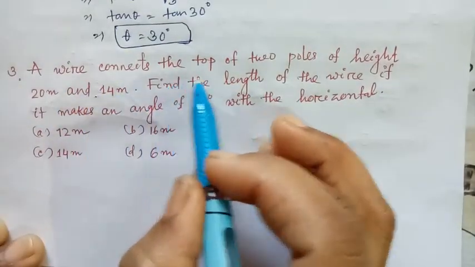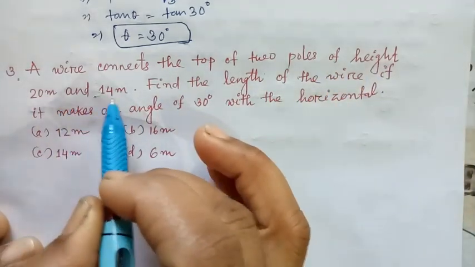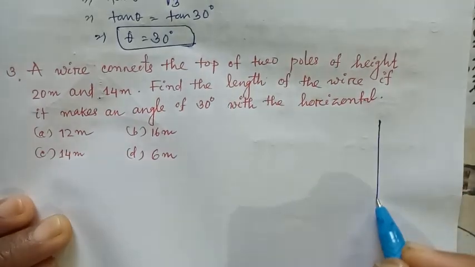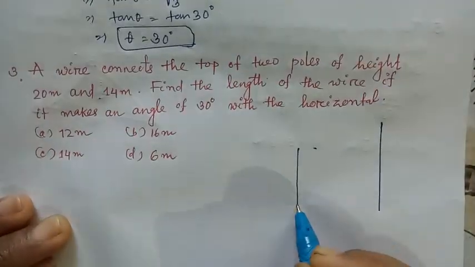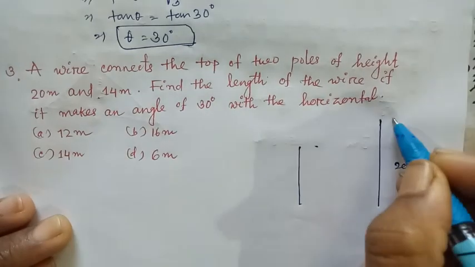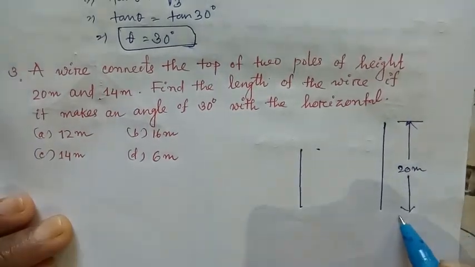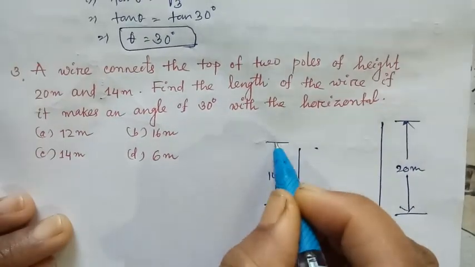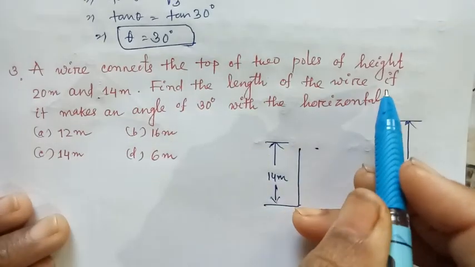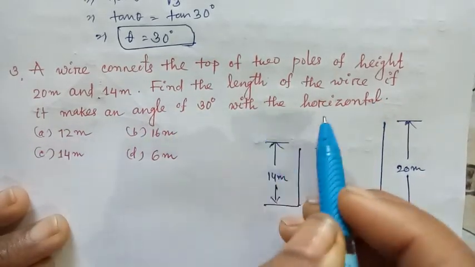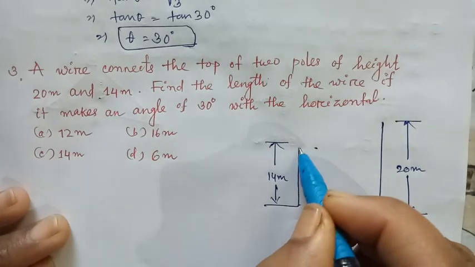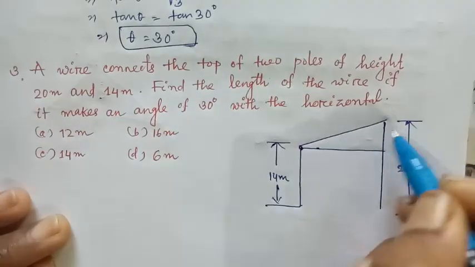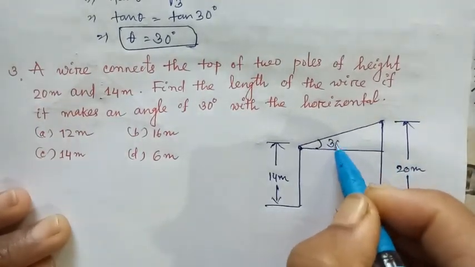A wire connects the top of two poles of height 20 meter and 14 meter. That means two poles are given. Suppose these are two poles. One is 20 meter, another one is 14 meter. Find the length of the wire if it makes an angle of 30 degrees with the horizontal. This is the wire. It connects the two poles. It makes an angle of 30 degrees.